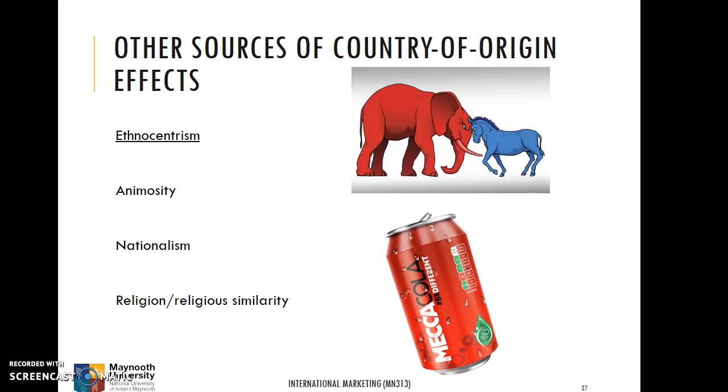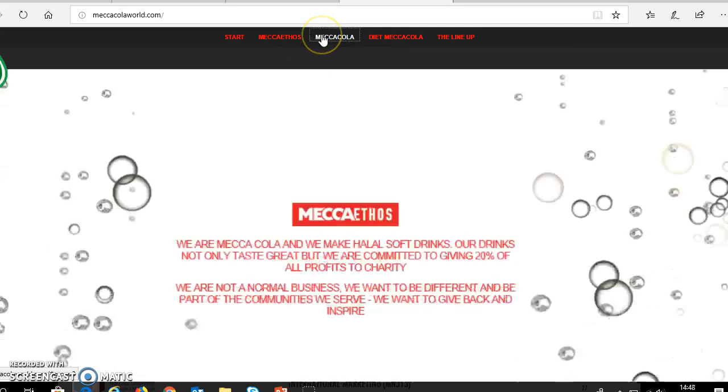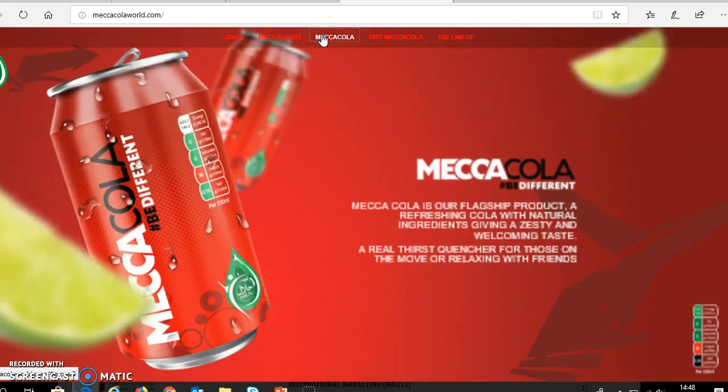And I give you an example of Mecca Cola. So Mecca Cola is seen as #BeDifferent. And I would really question how different you perceive it to be when we take a look at the products that they offer. So Mecca Cola is our flagship product, refreshing cola with natural ingredients, giving a zesty and welcoming taste.